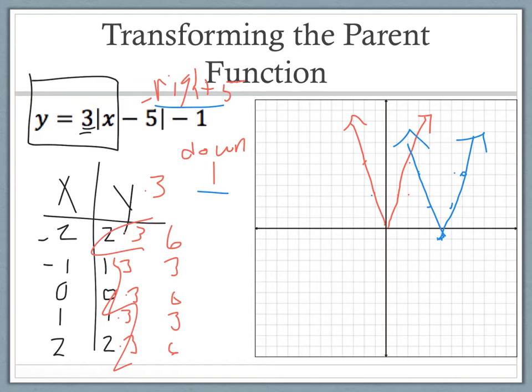Okay, so notice it's the same graph, it's just shifted over. Our blue graph is our actual answer. The red one's just a tool. So if you wanted to erase it, you could, or you can keep it there. I'm fine with either way, but just know that your blue one right there is your actual answer.